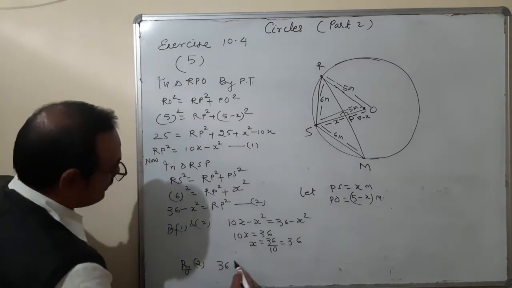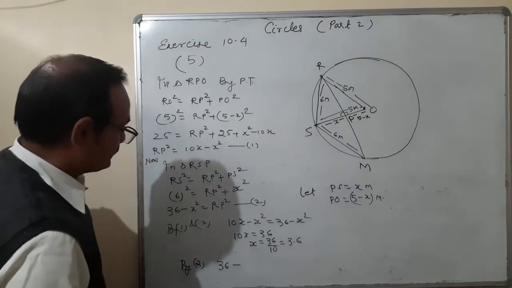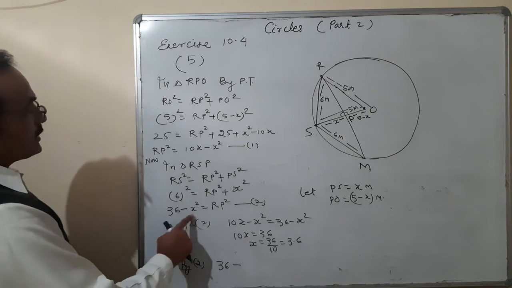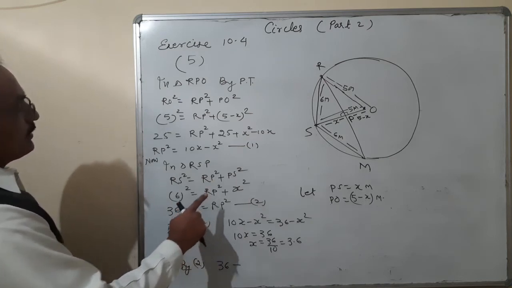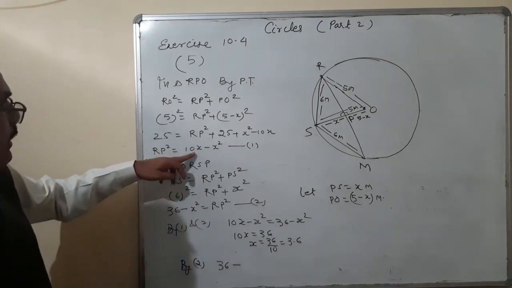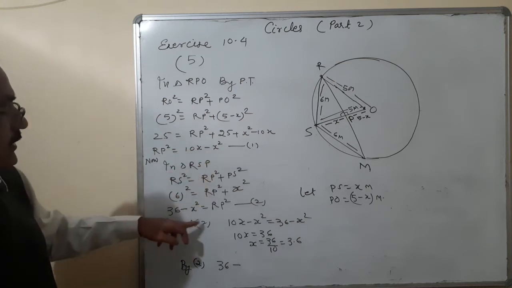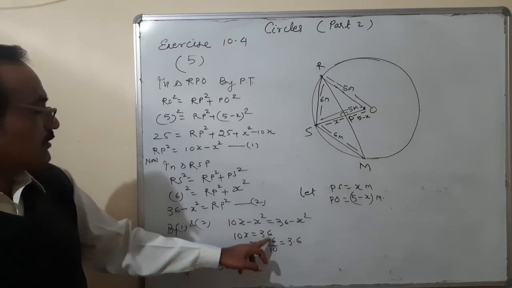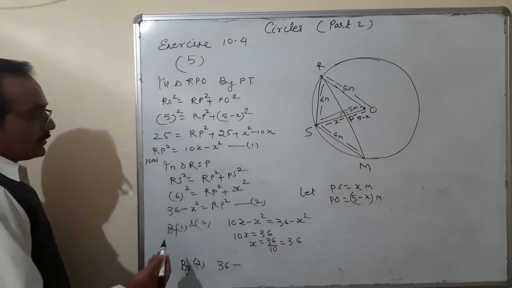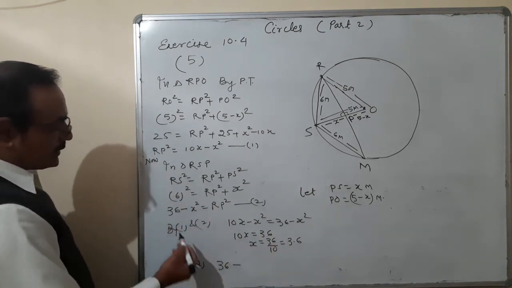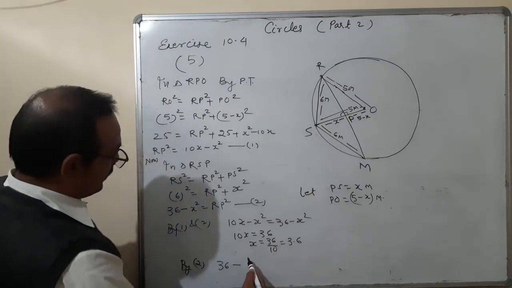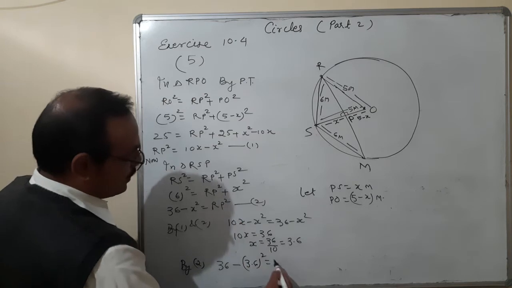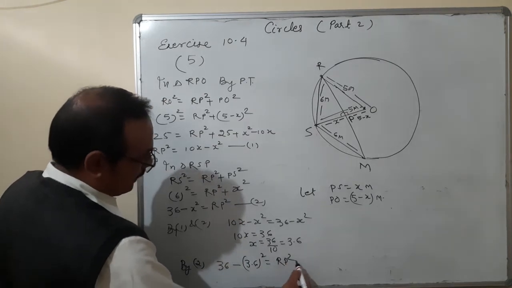36 minus x square. Okay. 36 minus, see, second, 36 minus x square, it is coming here, 10x minus x square, 36. Okay, 10x minus x square is equal to 36 minus x square, cancel. x is equal to 36 upon 10. So here it is coming 36 minus x square, 36 minus 3.6 square is equal to RP square. Okay.